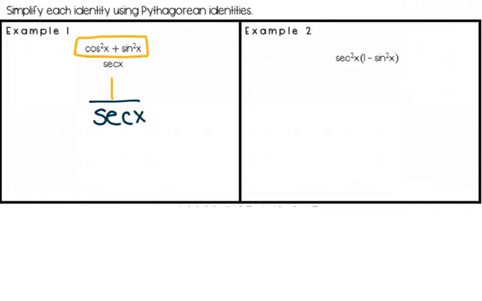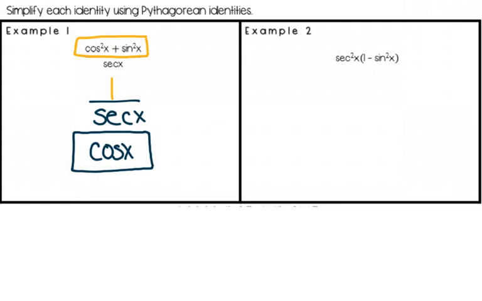So then, if we remember the things we know about reciprocals, remember that 1 over secant would be the same thing as the cosine. So this would be the most simplified form I could get that expression.